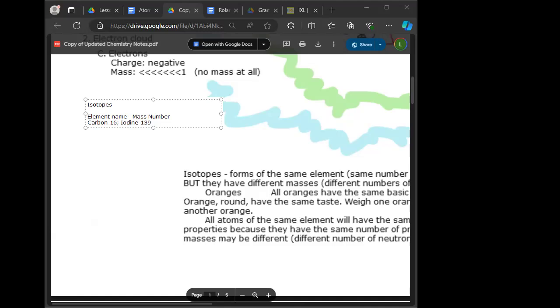Yeah, this is the way we would write the isotope. Sometimes it might not have the full element name. It might just write the element symbol sometimes. So C-16, I-139. So again, you just need to know that the number after the dash is the mass.